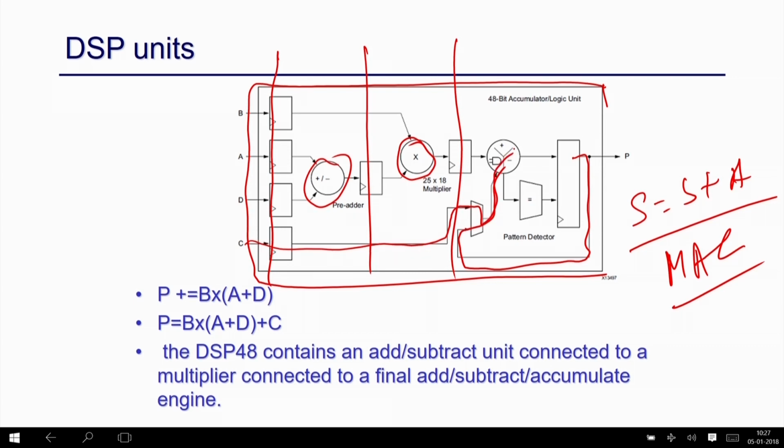So you can do specific types of operation, like B into A, or A plus D into B, or A plus D, plus or minus, and then you multiply this with B and then you add C. So all kinds of possibilities are there. All this kind of structure that you have in your design can be mapped to a DSP unit.